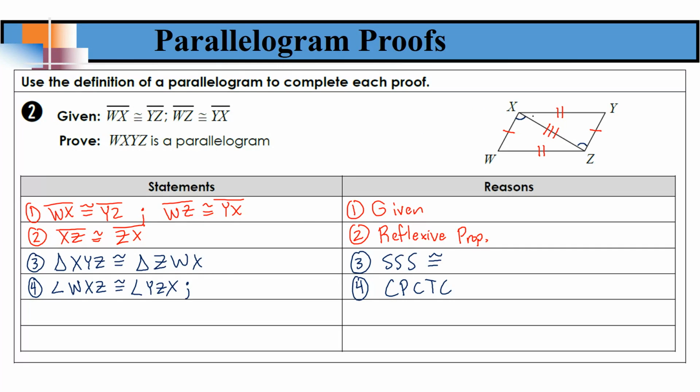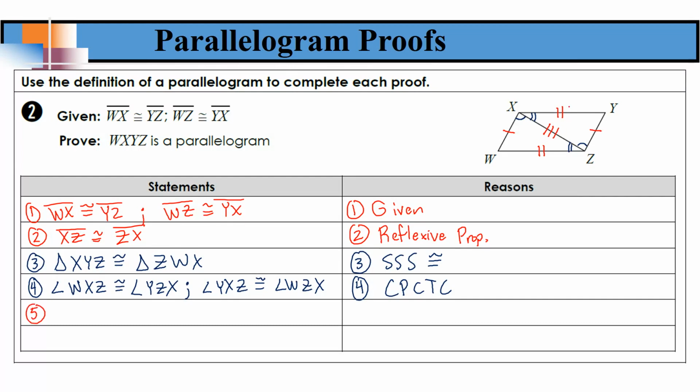In the same way, there's another pair of alternate interior angles congruent because they are corresponding parts of congruent triangles. We can say that angle YXZ is congruent to angle WZX. The reason why is that corresponding parts of congruent triangles are congruent. Well, now we have justification for parallel lines. Alternate interior angles are congruent.